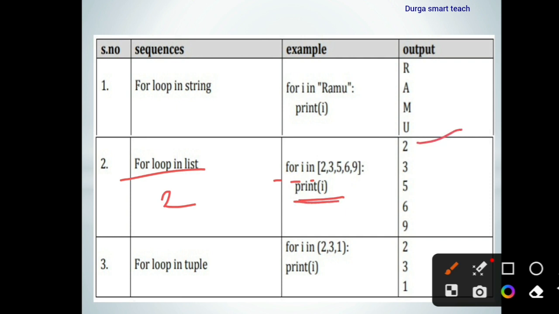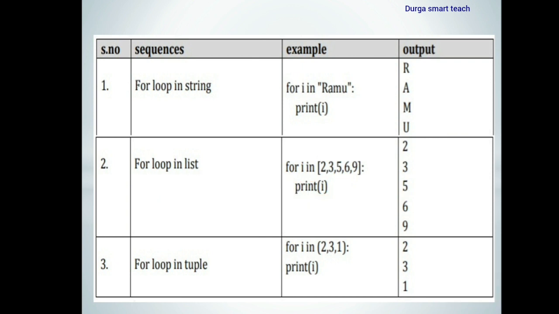Next, the I value is pointed to 3. 3 is also there in the list, so the I value is printed. Next 5. 5 is also there in the list. Next we print the I value, that means 5. In this way you can print all the list values.